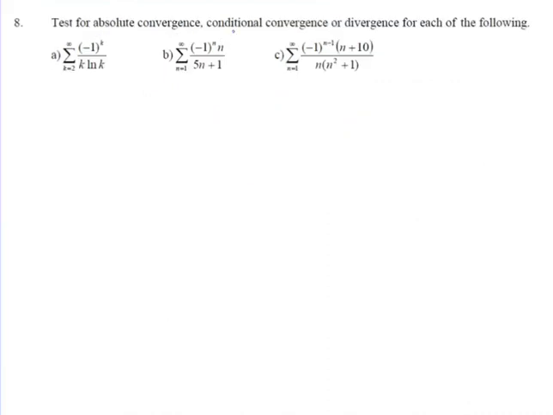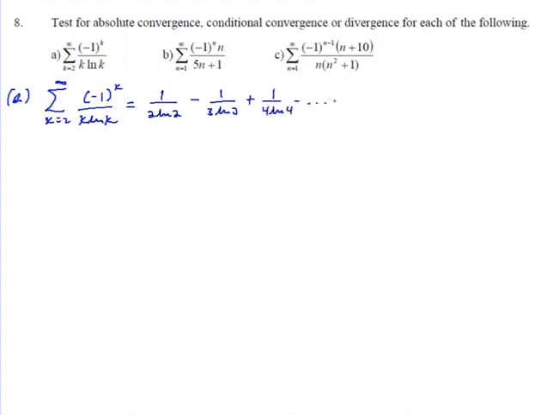Test for absolute convergence, conditional convergence or divergence for each of the following. Okay, here in question eight we have three series. The first one is the sum from k equals 2 up to infinity of minus 1 to the power of k over k ln k. Explicitly written, this becomes 1 over 2 ln 2 minus 1 over 3 ln 3 plus 1 over 4 ln 4 and so on. You can check that this series is convergent by the alternating series test.